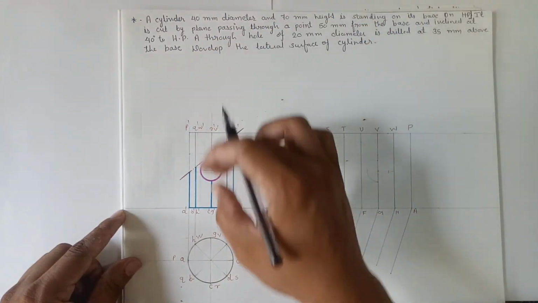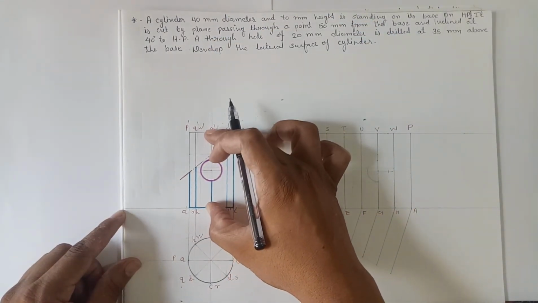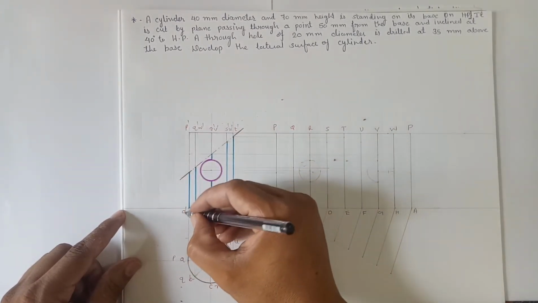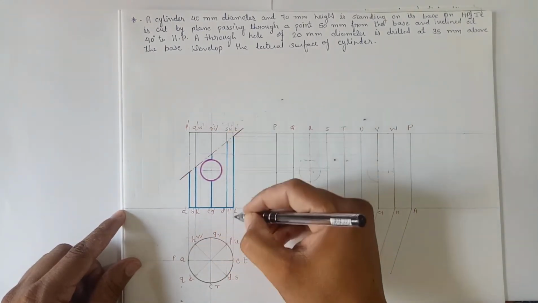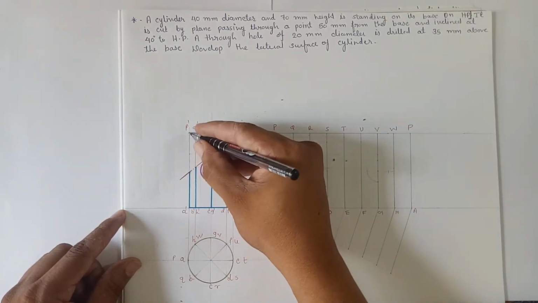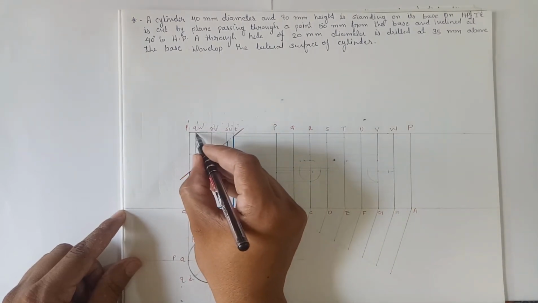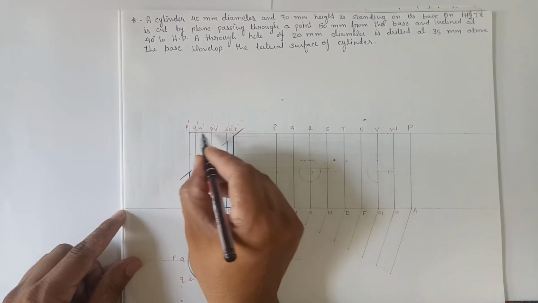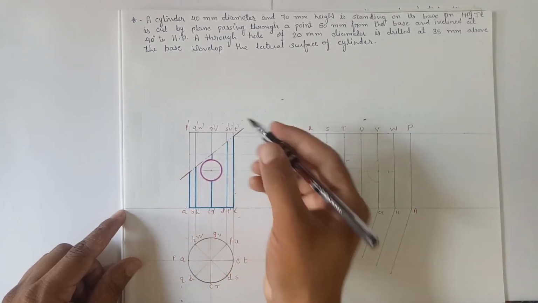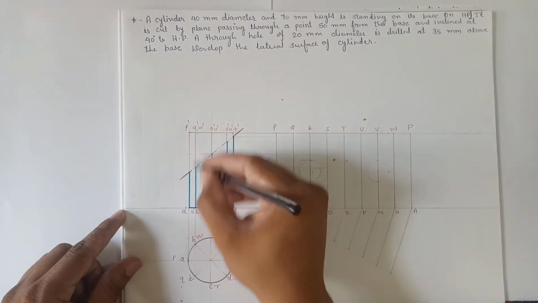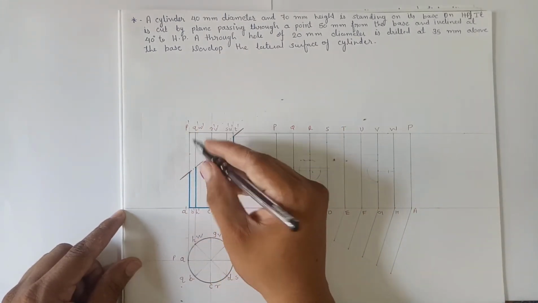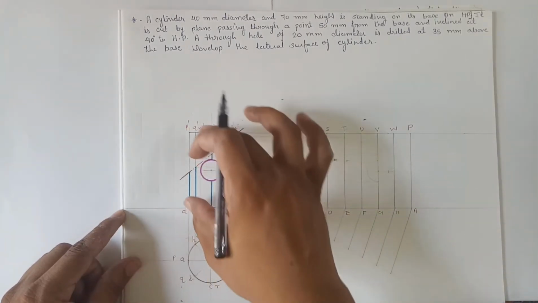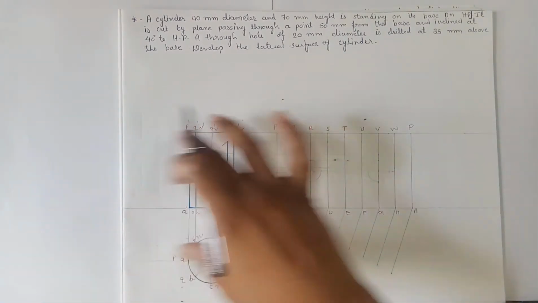Now measure the height, it is 70 mm, and at the 70 mm height, draw the top face by extending these lines and showing the generators. So AP generator, so this is P dash, Q dash, R dash, S dash, T dash, U dash, V dash, W dash. So P, Q, R, S, T, U, V, W will be the top face. So mark base and top face, and by connecting the points of the base to the top face, show the generators of the cylinder.